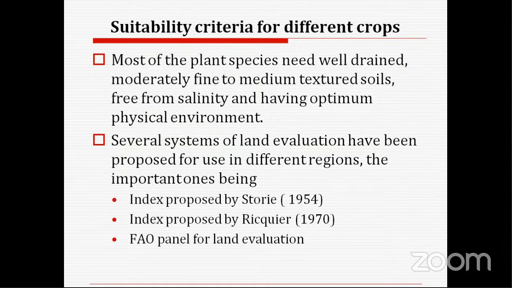So for this land evaluation, for the different region, we will read 3 approaches, students. One is the index proposed by Storie in 1954, index proposed by Ricker in 1970, and third one is FAO, that is Food and Agriculture Organization panel of land evaluation for the crops. So different crops in different things. So in that there are different proposals. Storie proposed one index, Ricker proposed one index, and FAO panel proposed one index. Now we will see everything.